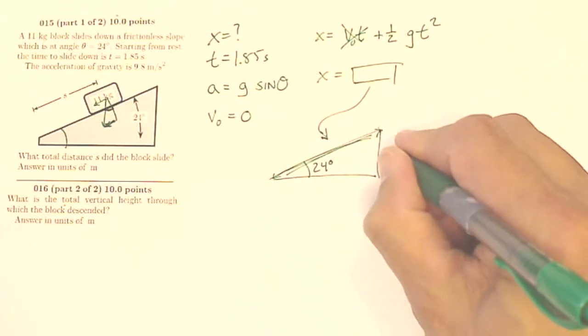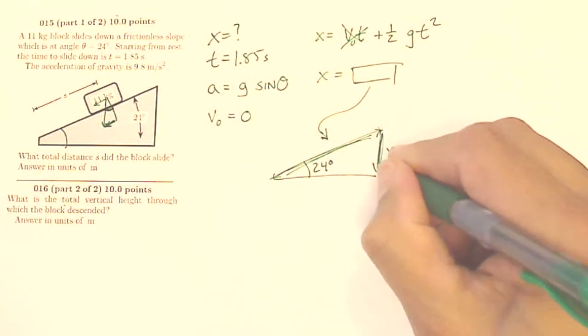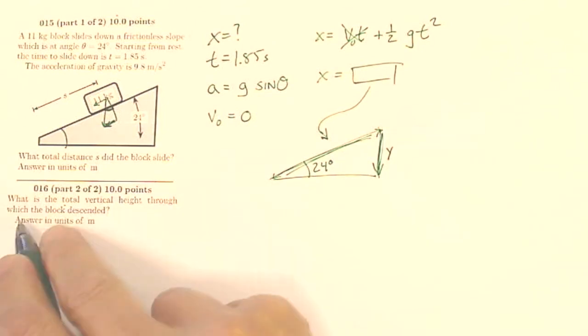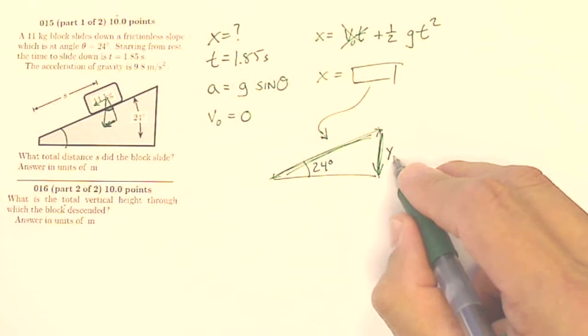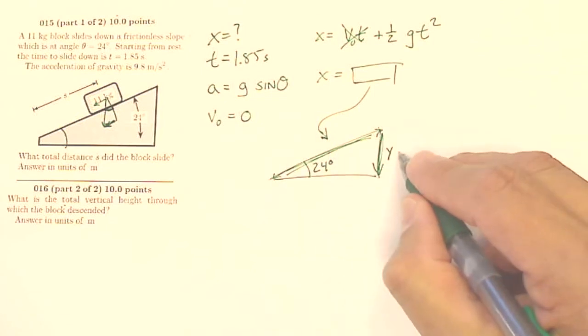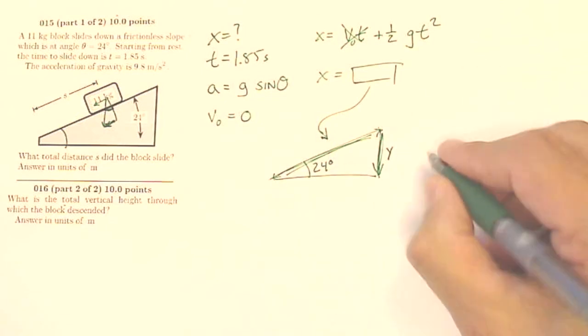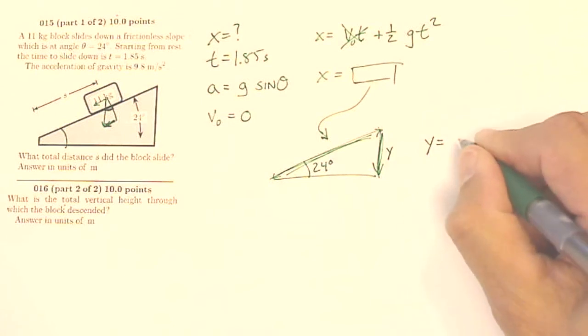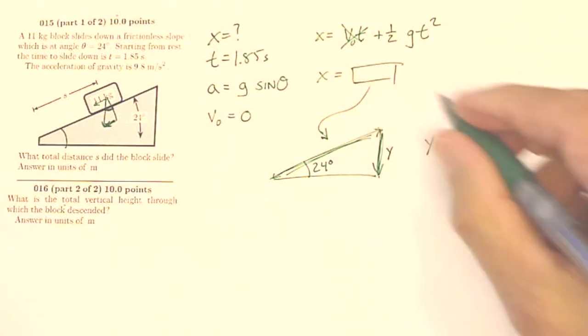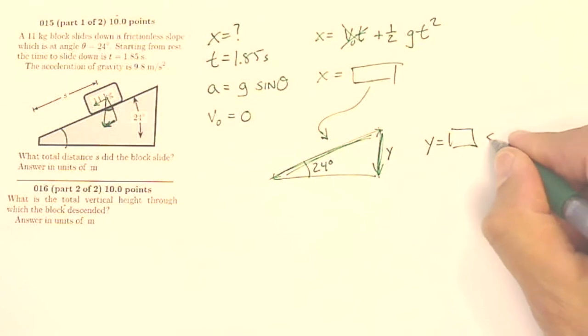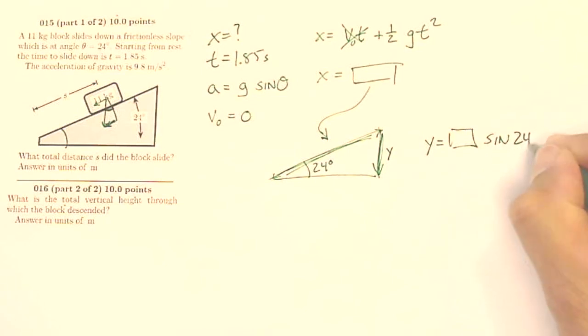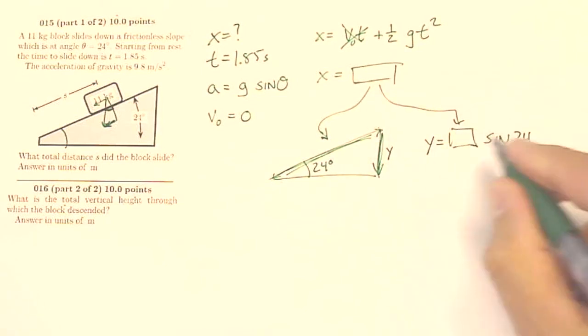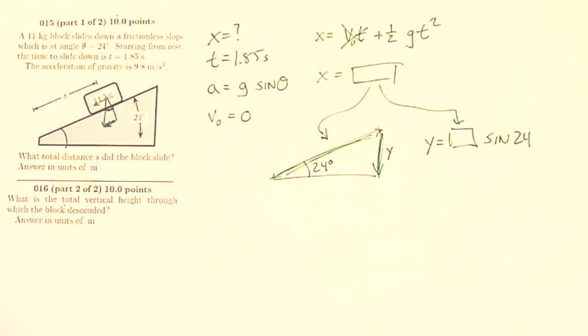And now it's looking for your y value, your vertical displacement, and says, what is the total vertical height through which the block descended? Well, that is going to be this. And since that's opposite the 24, I know that my y is going to be my this times the sine of 24. So this is going to be my hypotenuse times the sine of 24.